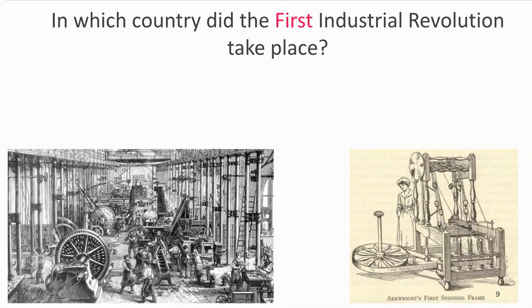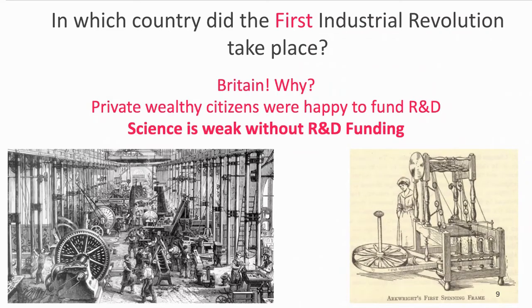Guess for me, in which country did the first Industrial Revolution take place? Here's a hint. This country has been a consistent ally to the US owing to our common language and common systems of government. The answer is Britain. Why? Well, in Britain, private wealthy citizens were happy to fund research and development, whereas other contemporary countries like France did not have wealthy citizens spending their money on research and development. Basically, science doesn't develop if there's weak research and development funding. Scientists need money to fund their work.